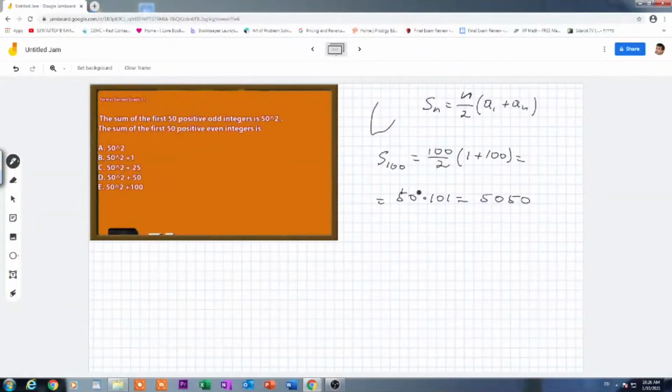So we know that the sum of 50 positive odd integers equals 50 squared, which equals 2500. So the sum of all odd numbers will equal 2500. The sum of all integers from 1 to 100 is 5050. So the difference will definitely be the sum of even numbers. So 5050 minus 2500 equals, what do we get?